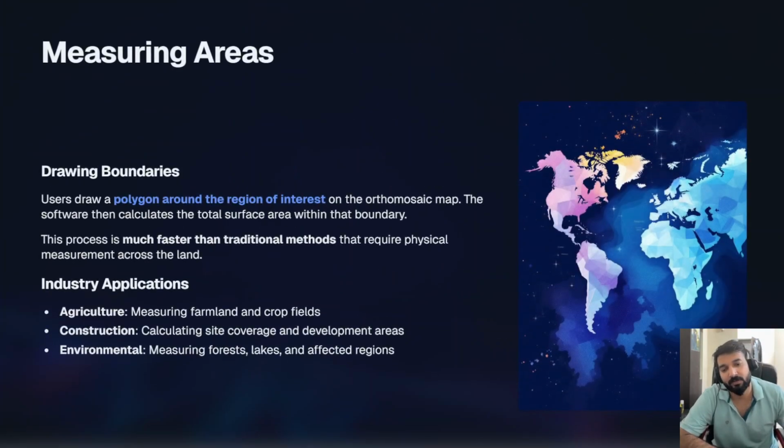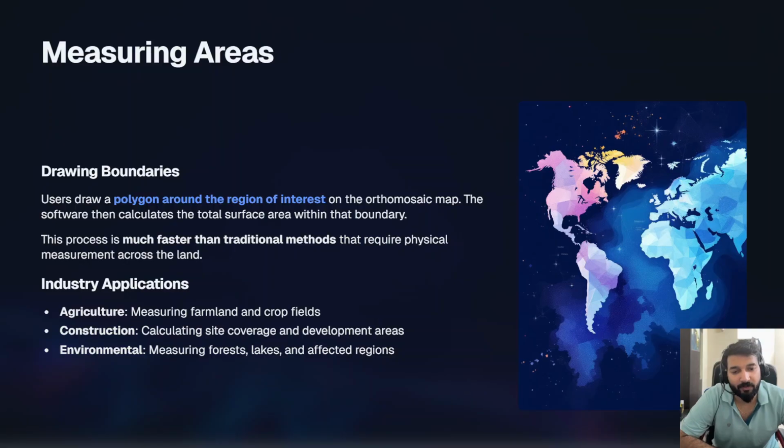Measuring areas. Drone mapping software allows users to calculate the area of specific regions within the survey site. To measure an area, the user typically draws a polygon around the region of interest on the orthomosaic map. The software then calculates the total surface area within that boundary.